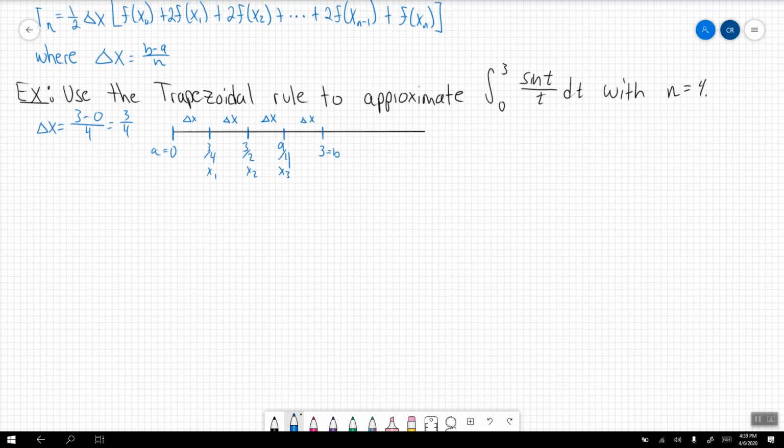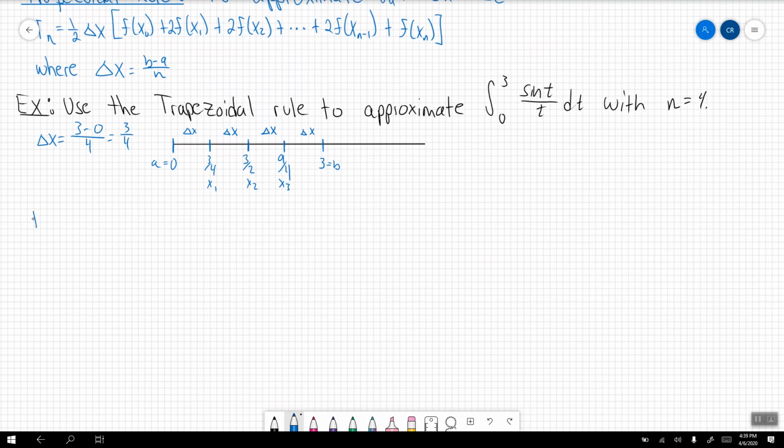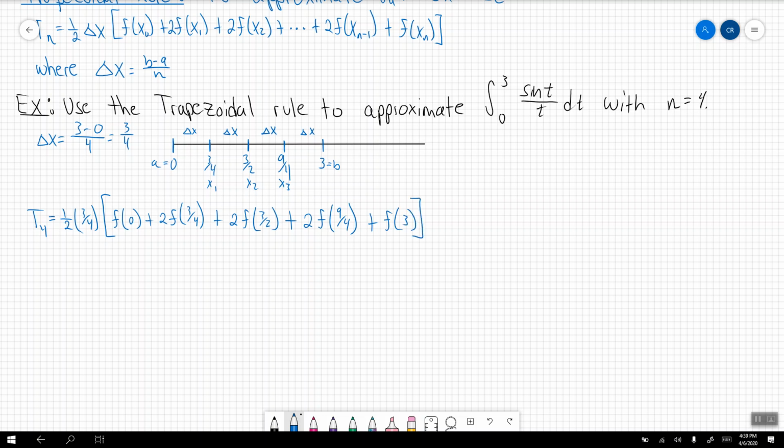Now that we have this, let's start using that approximation. So T sub n, but in this case n is 4. This is going to be 1/2 times delta x, which was 3/4, multiplied by the function evaluated at x sub 0, which is just your first value, in other words 0, plus 2 times f of x1, that's f of 3/4, plus 2 times f of x2, which is f of 3/2, plus, again, 2 times f of 9/4. And then finally, the last value is 3 for that interval, so we do plus f of 3. Nice.